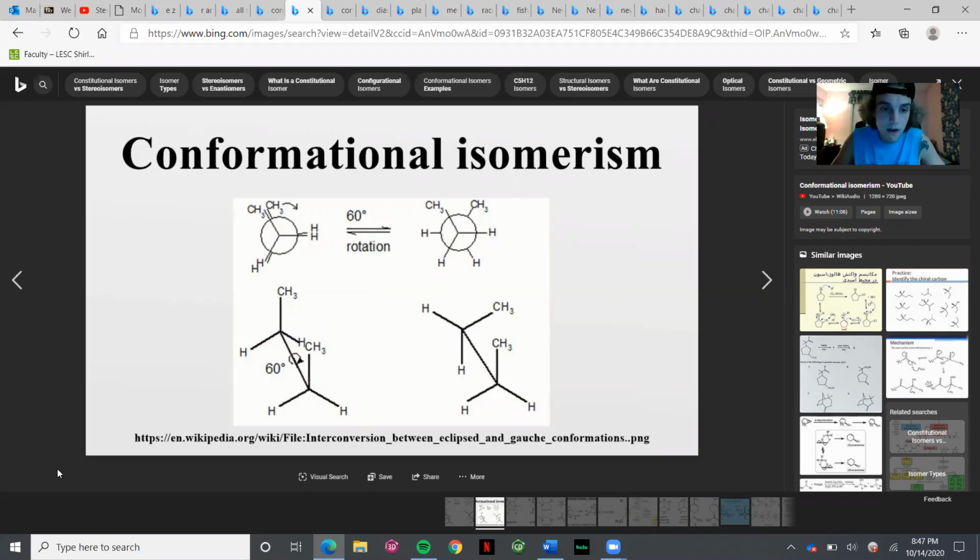Anyhow, conformational isomers, moving on. So here, the difference between a conformational and a constitutional. We talked about conformers versus rotamers. Conformers and rotamers are both conformational isomers. They differ by one rotational difference versus multiple. Here we're looking at the more blatant conformational isomer.